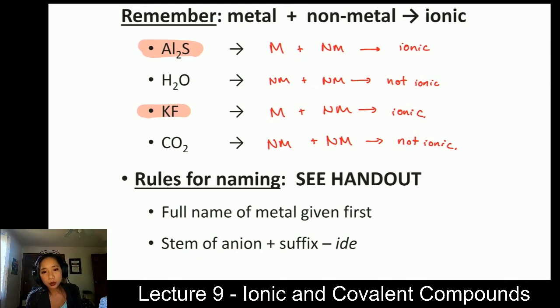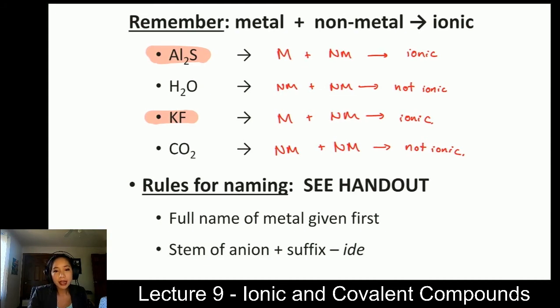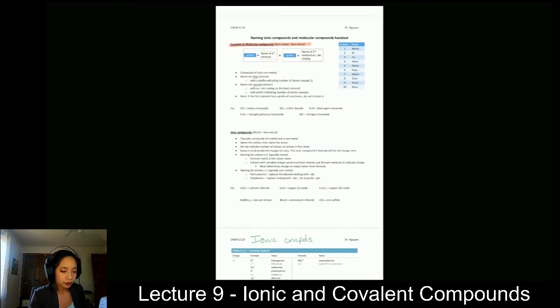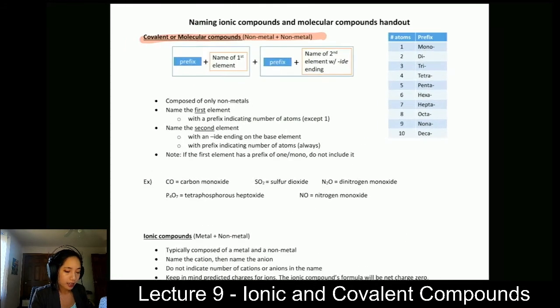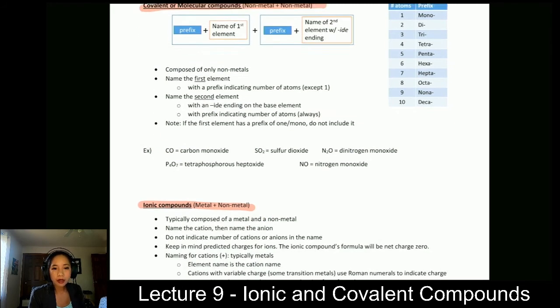So this is super important when trying to name things. Being able to identify ionic compounds from a given chemical formula is super important, because there are different rules for ionic compound naming versus covalent compound naming. The rules for this naming are in the naming compounds handout that I've uploaded. Here's the handout, and on the first page there are two headings. We have covalent compounds, and then we have ionic compounds. You see that there are different rules associated with each of them.